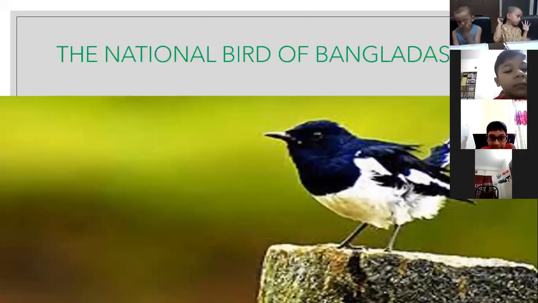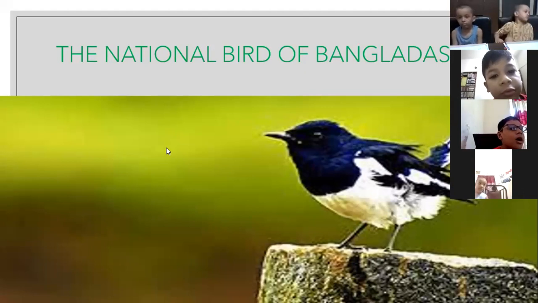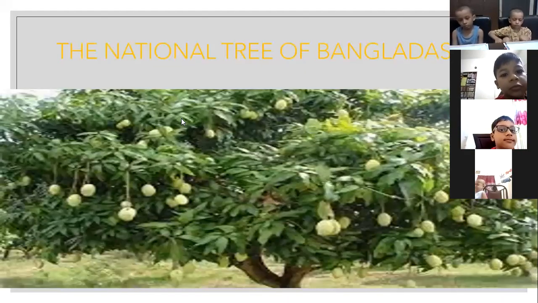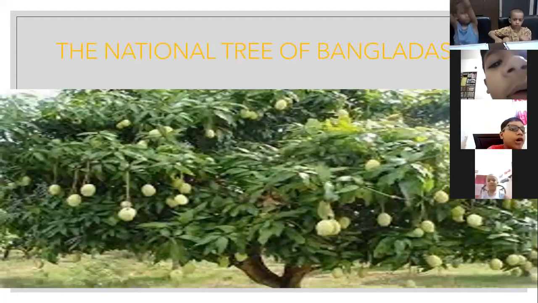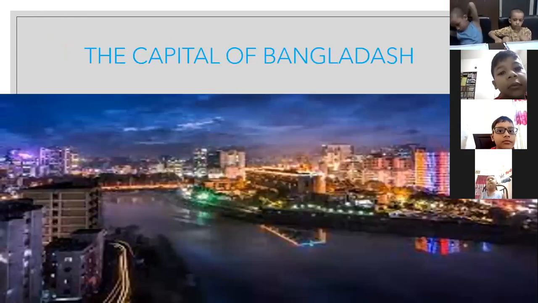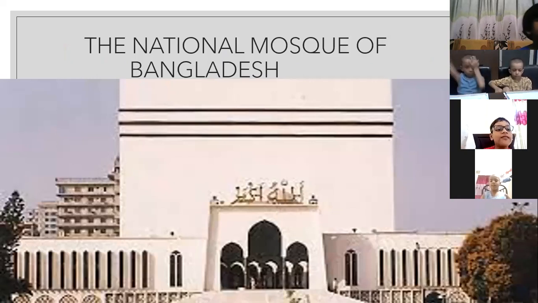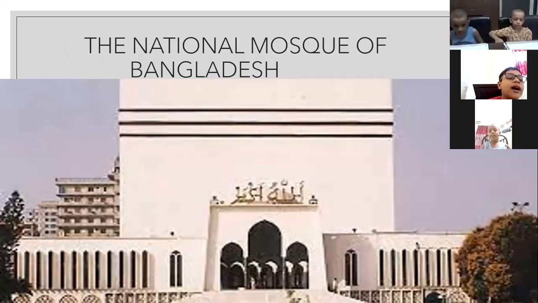Please tell me, what's the name of our national bird? Magpie. Thank you very much. What's the name of our national tree? Mango tree. Thank you very much. What's the capital of Bangladesh? Dhaka. Very good. Dhaka is the capital of Bangladesh. What's the name of our national mosque? Baitul Masjid. Very good.